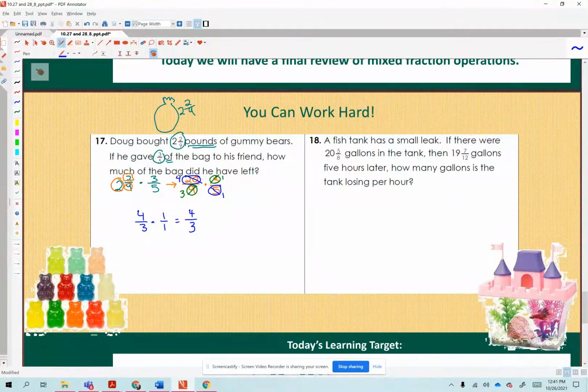And it looks like I can't simplify. So how much of the bag did he have left? Well, I'm not done yet. This is what Doug ate. I'm sorry, what Doug gave. This is what he gave away.